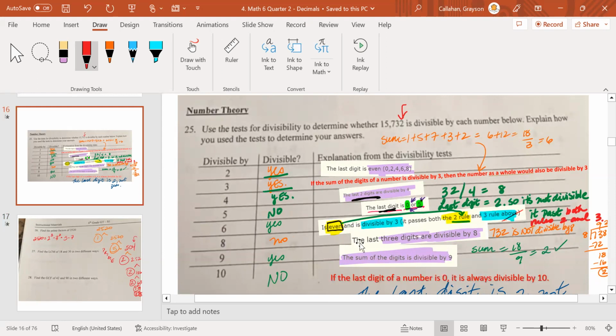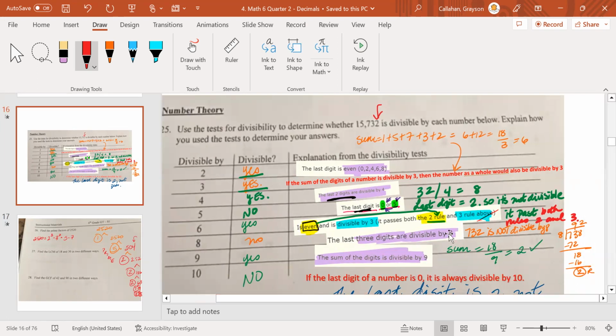Number 8, the last 3 digits are divisible by 8. What's the last 3 digits here? The last 3 numbers are 7, 3, 2, right? So is 732 divisible by 8? And we did the work right over here. Was it divisible by 8? Because there's a remainder, so the answer is no, it's not divisible by 8.